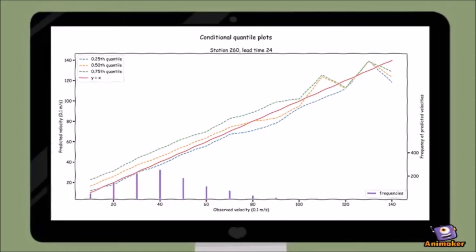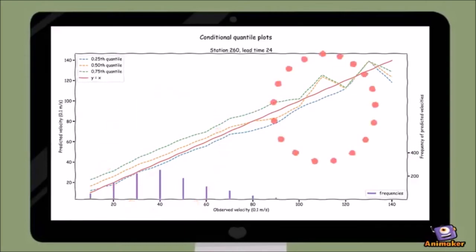In Skylar's plot, the dashed lines show the quantiles of all observed velocities when a specific velocity was predicted. I have also plotted the frequency of the observed velocities for each predicted velocity. Now we can see that the left side of the graph is much more relevant for us than the right side of the graph.